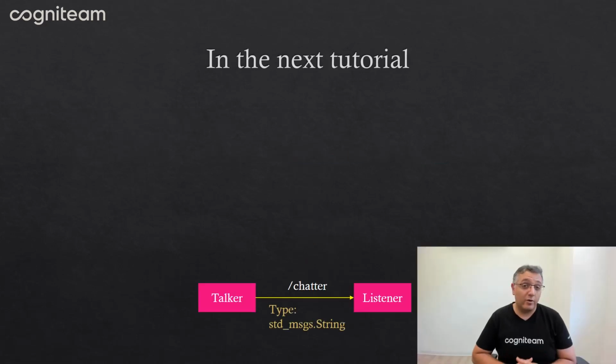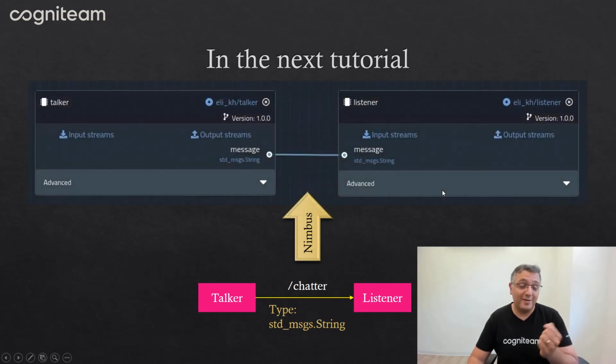In the next tutorial, we're going to use the talker and listener straight from the ROS tutorial, upload it to Nimbus and use it as Nimbus components. We have the talker and we have the listener, and they're writing std_msgs from one to another.